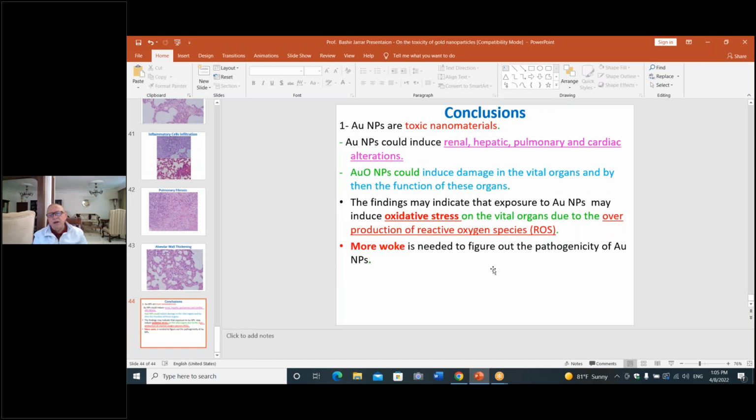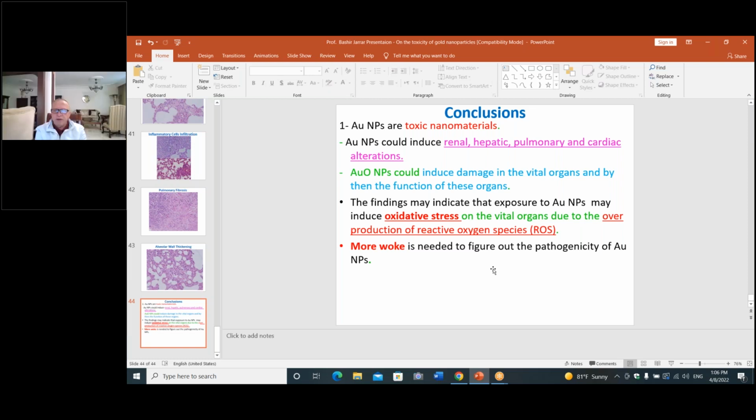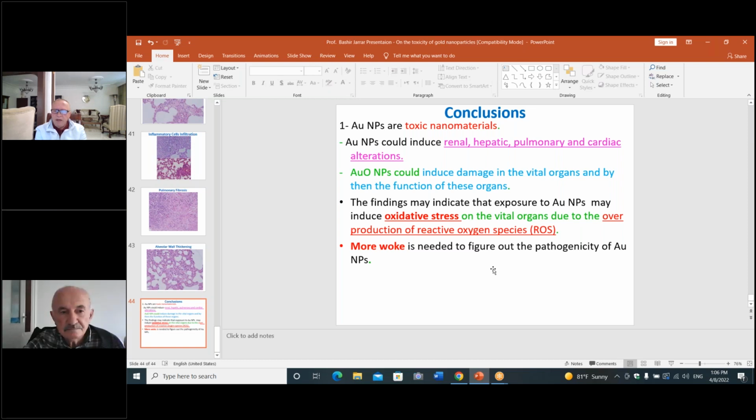Now, I'll come to the conclusion from this study. One may conclude from the findings that we're seeing that gold nanoparticles are toxic nanomaterials. In addition, these nanomaterials can induce renal, hepatic, pulmonary and cardiac alterations. By then they will affect the functions of these vital organs: the kidney, the liver, the lung, and the heart.